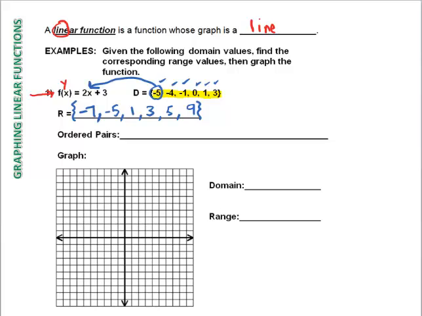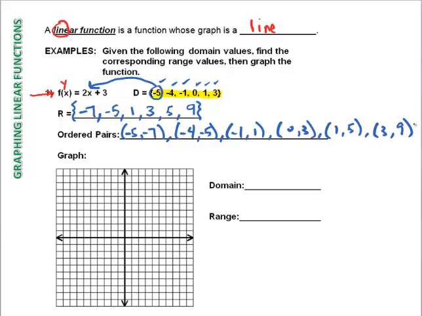Now we want to list the ordered pairs, so you'll take every x value and put the y value that goes with it. So I'm going to list these: -5, -7; -4, -5; -1, 1; 0, 3; 1, 5; and the last one is 3, 9. Alright, so there are the ordered pairs in our relation.